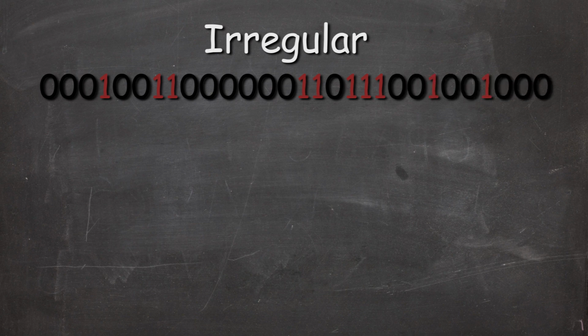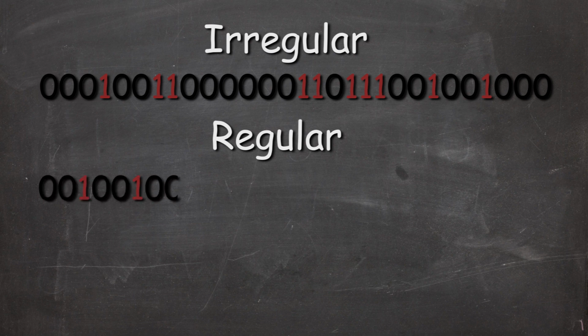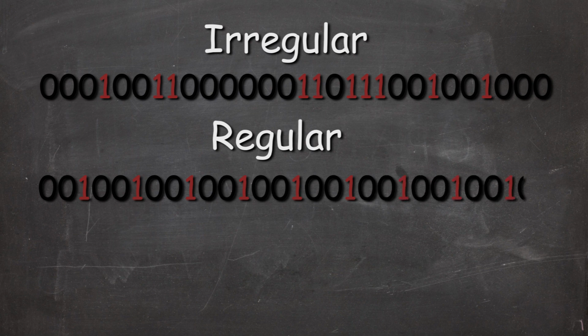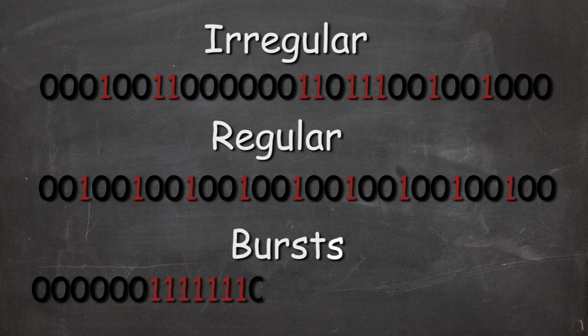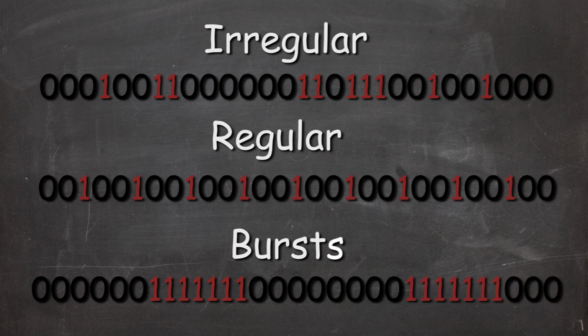There are other neurons that discharge in a regular way, which means that their action potentials will always occur at regular intervals and always be separated by silences of the same length. And then there are also neurons that discharge in bursts. 5 or 6 action potentials occur at once, followed by a long silence, followed by 5 or 6 action potentials at once, etc.